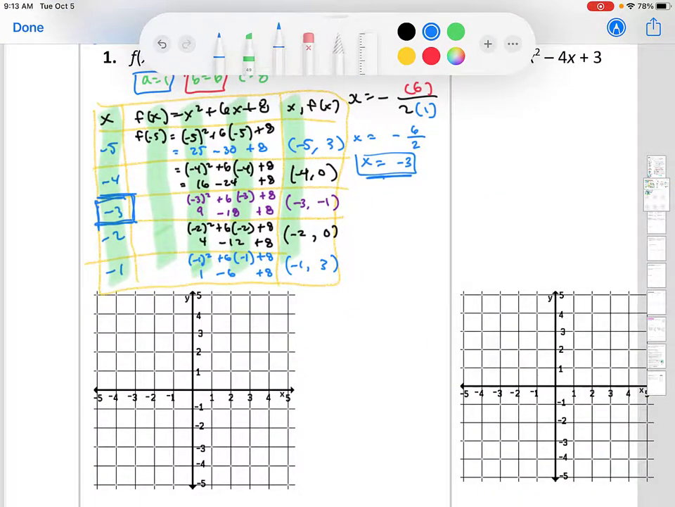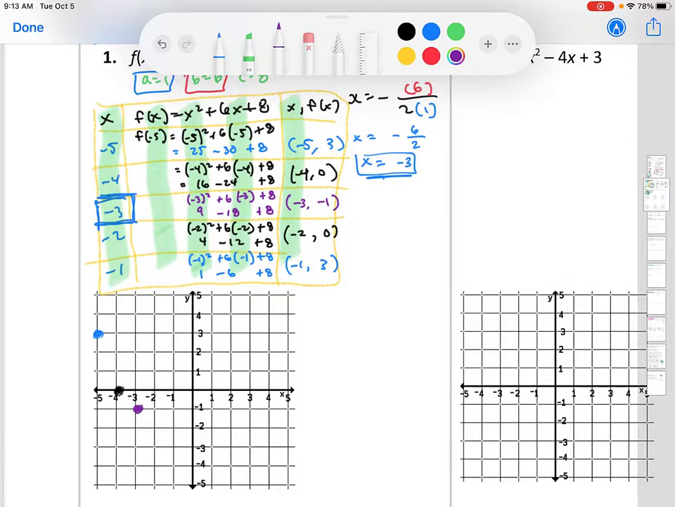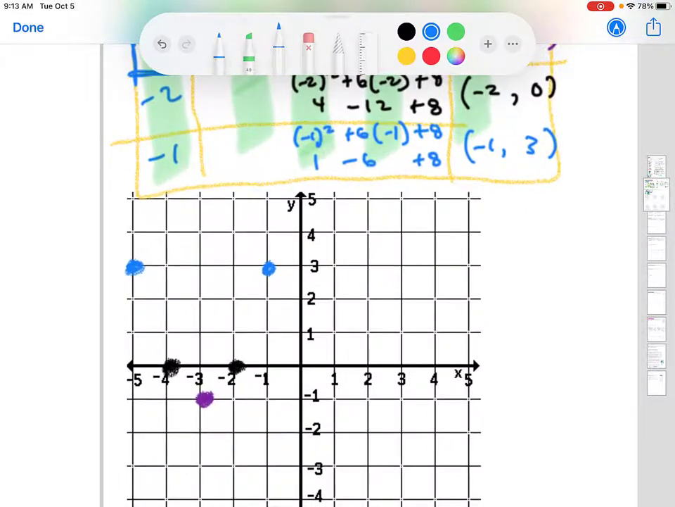Negative 5, 3: left 5 on the x-axis, 3 on the y. There's my blue. Black, negative 4, 0: left 4, stay. Negative 3, 1: left 3, down 1. Black, negative 2, 0. And negative 1, 3: left 3, up 1, because the y value 3 there is positive. And this is our graph.